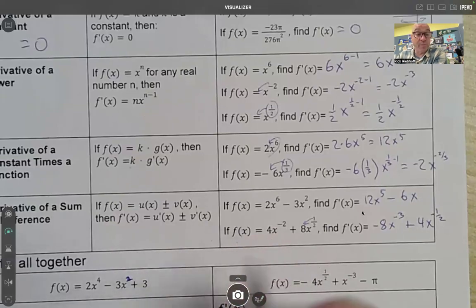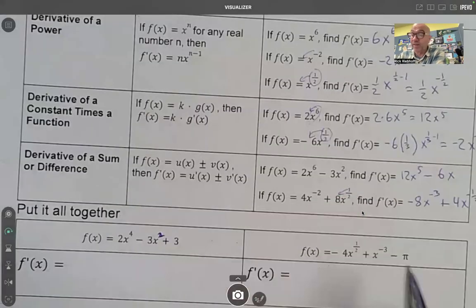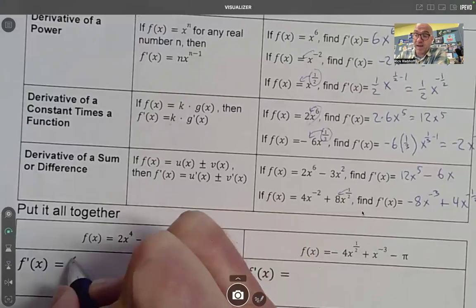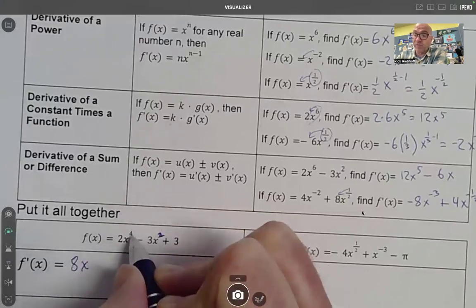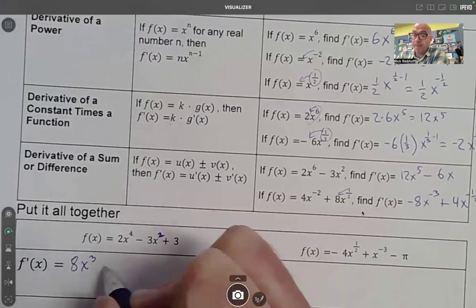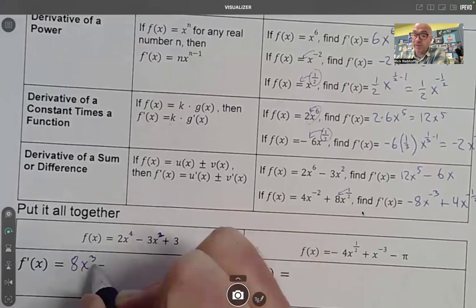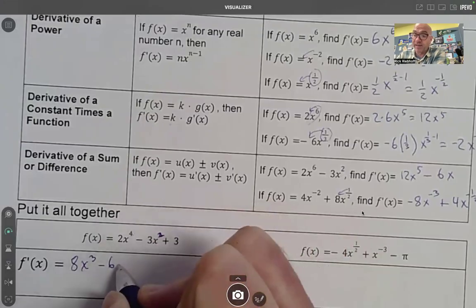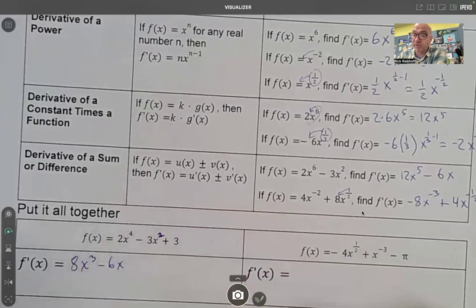If you want to try it and pause and try this on your own, go for it. I think you can do it. All right, so let's go. 4 times 2 is 8. X to the 4 minus 1, which is 3. Minus 2 times 3 is 6. Make sure you fix that 2 up there. I forgot to add it in. X to the 2 minus 1, which is just the first.